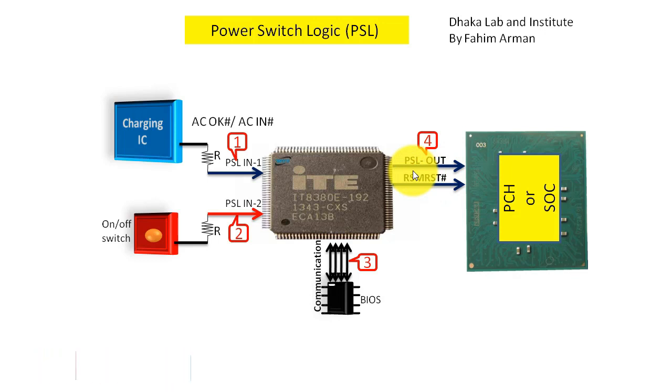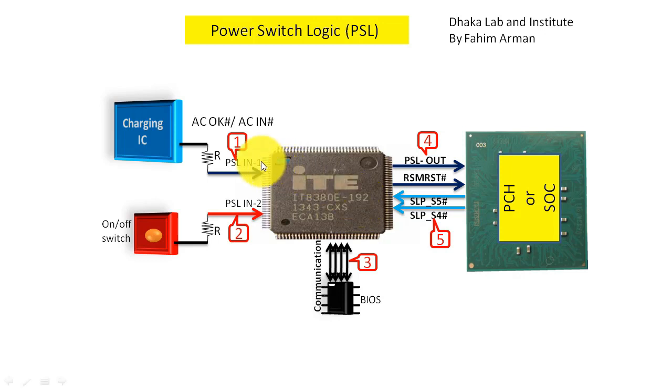Then, if everything is okay, after the previous steps there will be the last step, that is SLP_S5# or SLP_S4#. Both of these signals will come from the PCH or SOC, and then enter into the IO chip. So these signals are very important. After these signals come, you can say everything is okay now. This power switch logic will be accurate and will work okay.